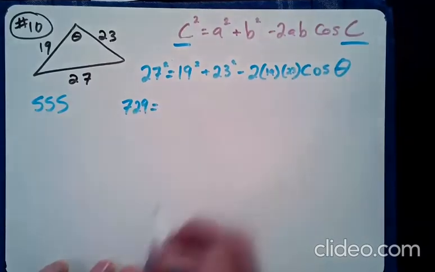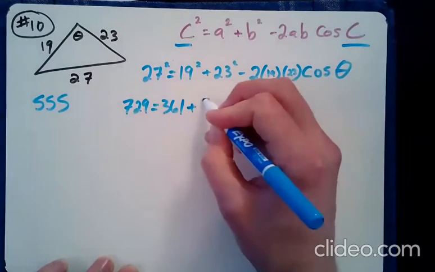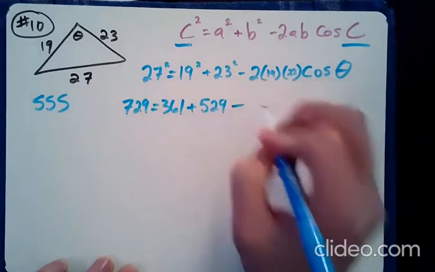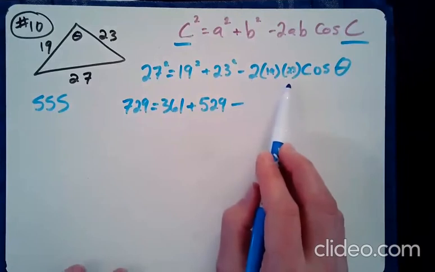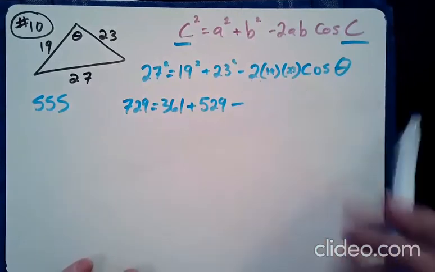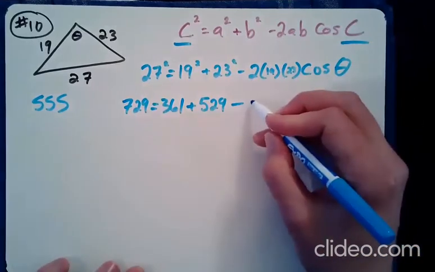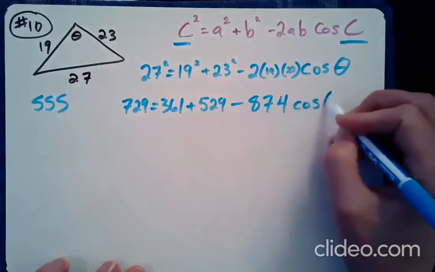729 equals 361, 529. I'm also going to multiply, because these three terms right here are being multiplied together. 2 times 19 times 23 it was, gets me 874 times cosine of theta.